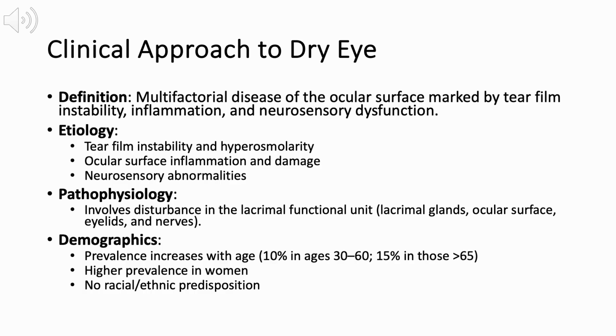Pathophysiologically, it stems from disturbances within the lacrimal functional unit, which encompasses the lacrimal glands, ocular surface, eyelids, and associated nerves. Demographically, dry eye becomes more prevalent with age, affecting about 10% of individuals aged 30 to 60 and up to 15% of those older than 65. It is more commonly observed in women, but there is no known racial or ethnic predisposition.